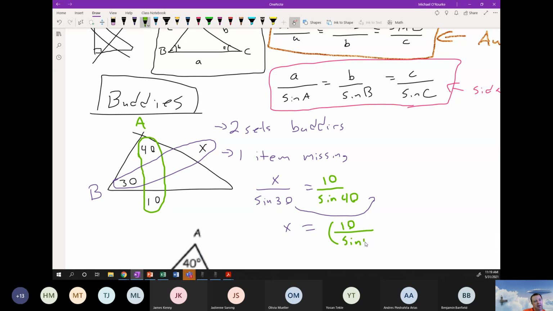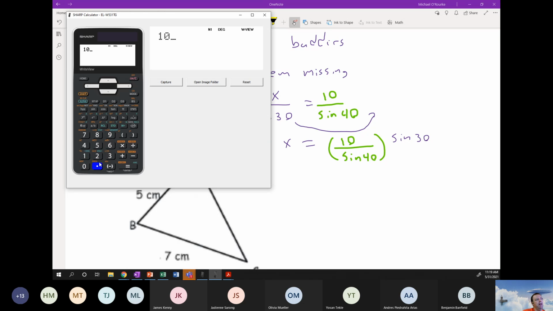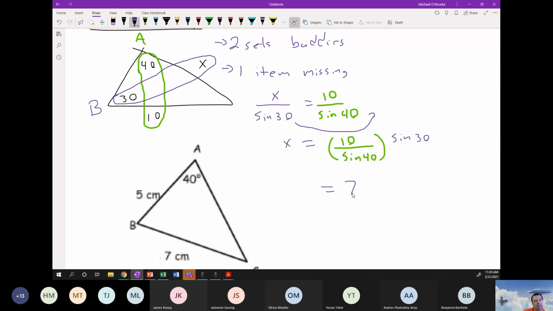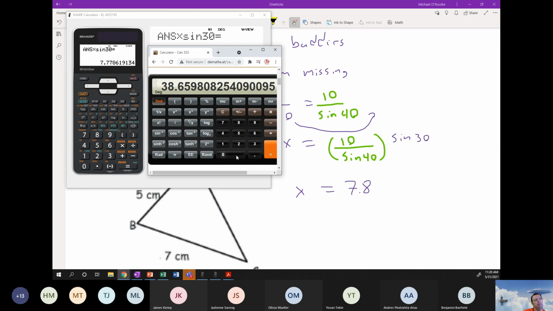So our equation is going to look like this. 10 over sine 40 times sine 30. Okay? So if we're doing this on our calculator, I go 10 divided by sine 40, press equals, and times it by sine 30 and press equals, which gives me 7.8. Okay. Now, if I was using this calculator, I would go 10 divided by 40, sine equals, then multiply it by 30 sine, press equals, which gives me 7.8.